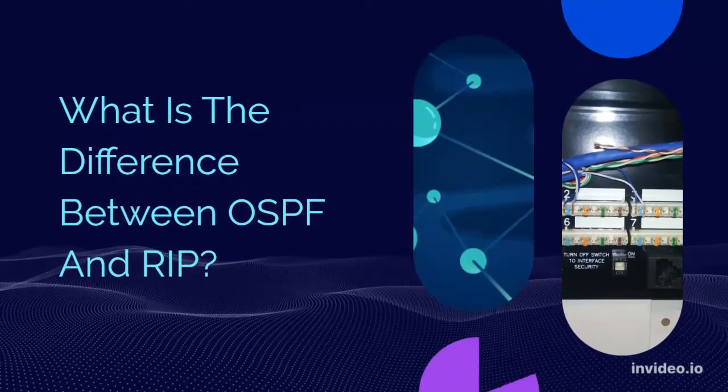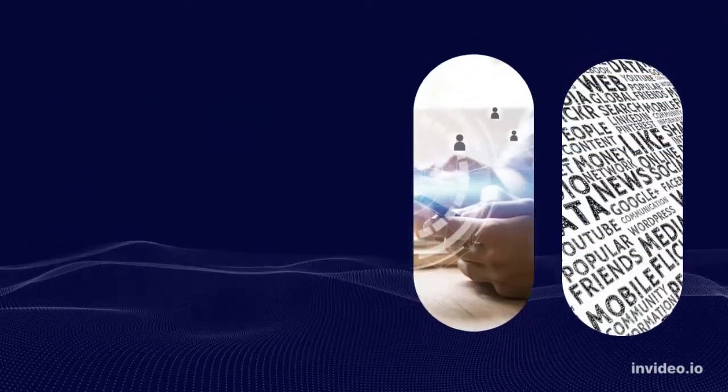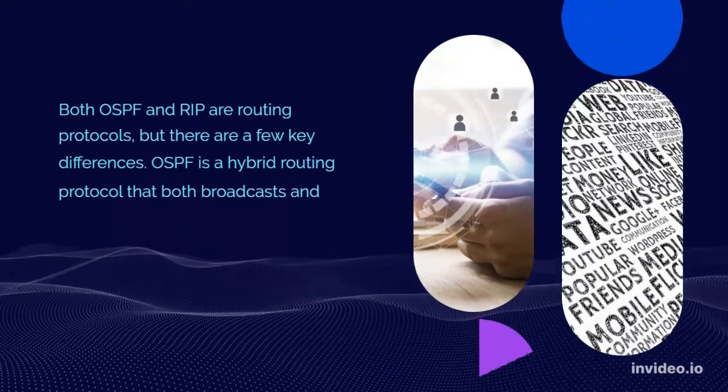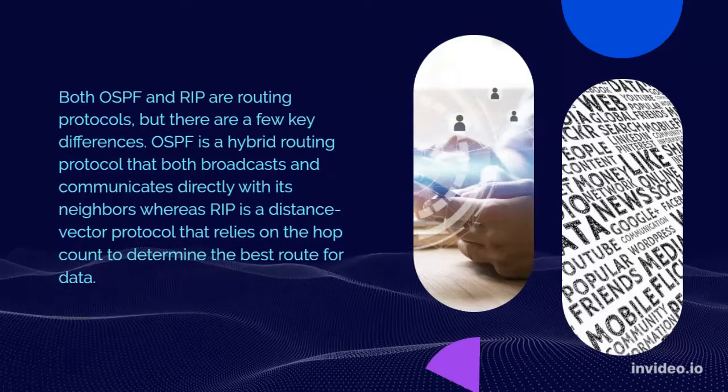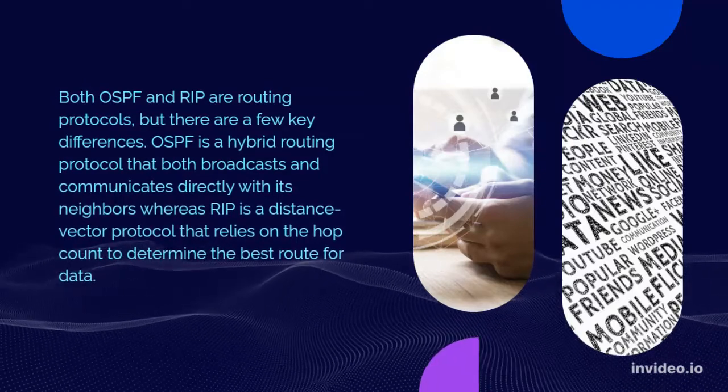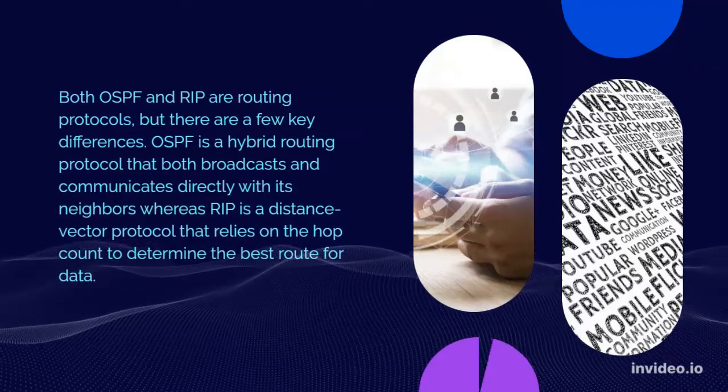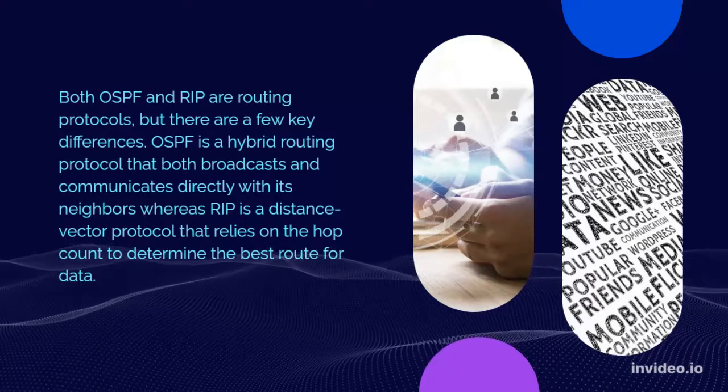What is the difference between OSPF and RIP? Both OSPF and RIP are routing protocols, but there are a few key differences. OSPF is a link state routing protocol that communicates directly with its neighbors, whereas RIP is a distance vector protocol that relies on the hop count to determine the best route for data.